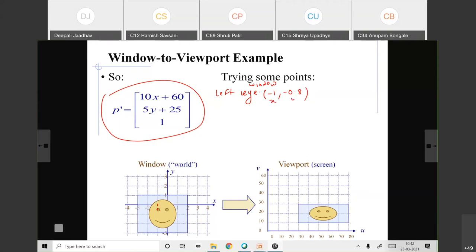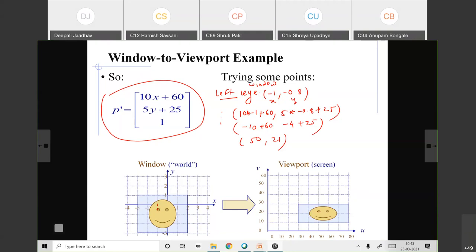Put x is equal to minus 1, y is equal to minus 0.8. So I write 10 multiply with minus 1 plus 60, comma 5y plus 25, 5 multiply with minus 0.8 plus 25. So when I calculate it, 10 multiply with minus 1, minus 10 plus 60, and 5 multiply with 0.8, means it is minus 4 plus 25. So it is 50, 21. Means left eye is at position minus 1, minus 0.8 in the window.